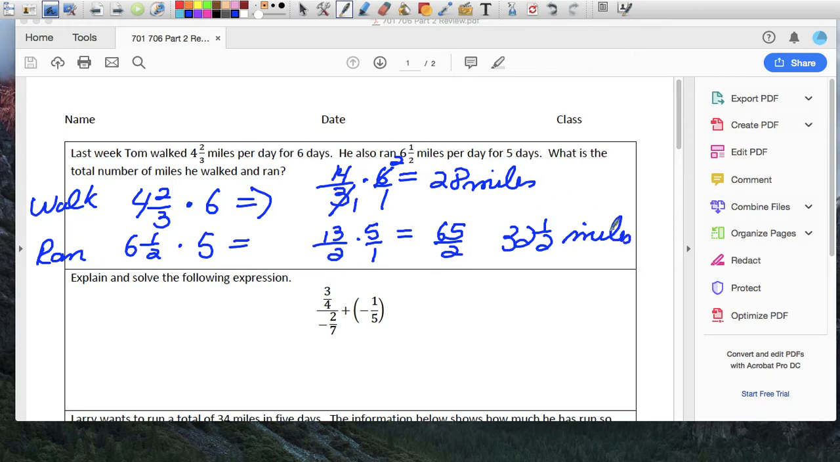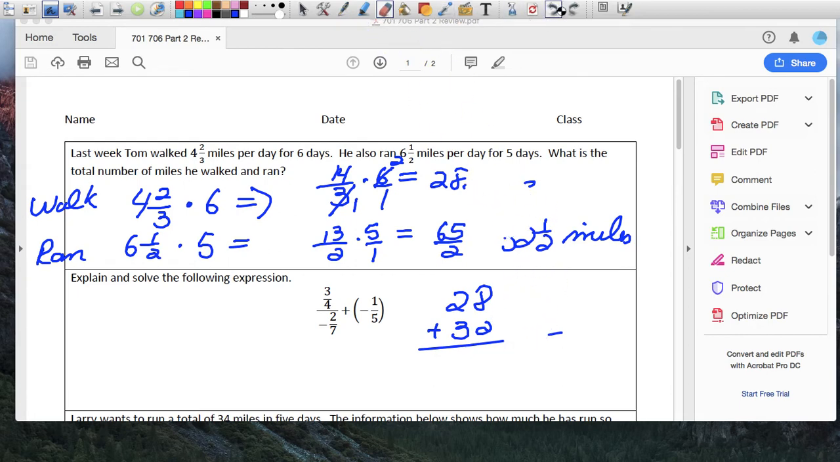So he did a lot of running and walking this week. So I want the total. This one's nice and easy. The total miles that he walked was 28. The total miles that he ran was 32 and a half. If you add this, you can change that. I'm going to change 32 and a half to 32.5.